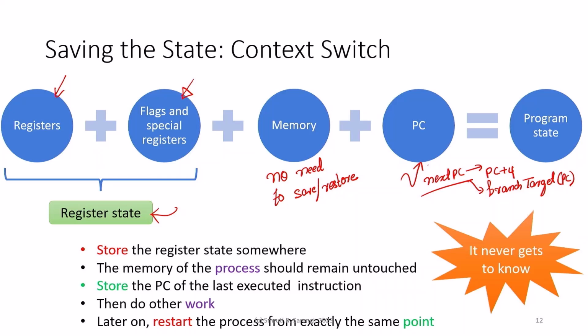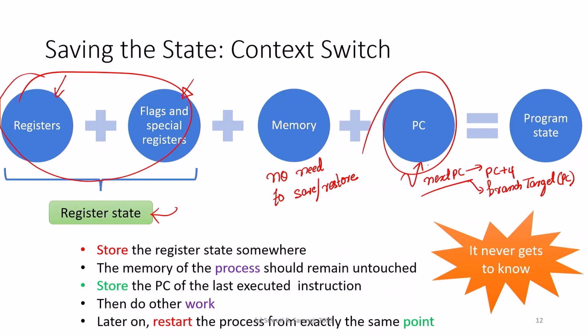Regardless of what it is, both are the next PC. Now, whether you will resume from the PC or the next PC depends upon the type of the interrupt that was generated. In some cases, the same instruction has to be executed again. In some cases, the next instruction has to be executed. All right. So basically the state that has to be stored is this much and this much.